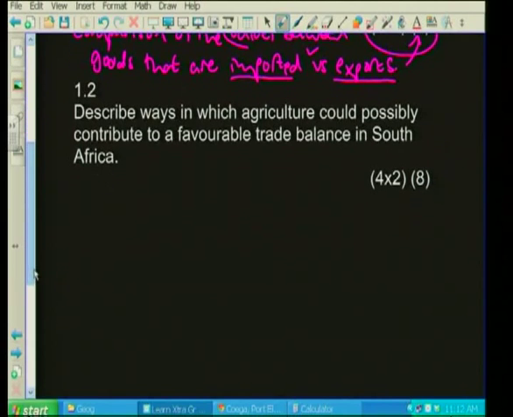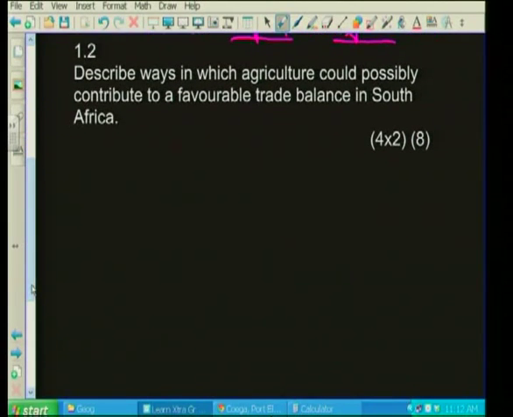Question 1.2 says, describe ways in which agriculture, that's important, so highlight that, could possibly contribute to a favorable trade balance in South Africa. Now remember, agriculture is a primary economic activity, and our economy is not always based on the primary sector. Our economy has developed a little bit more. We're slightly more advanced than most countries in Africa, and we have secondary or tertiary activities that make up the predominance of the economic activities.